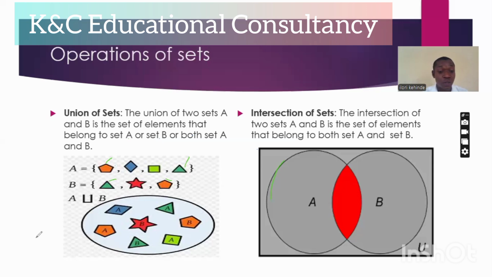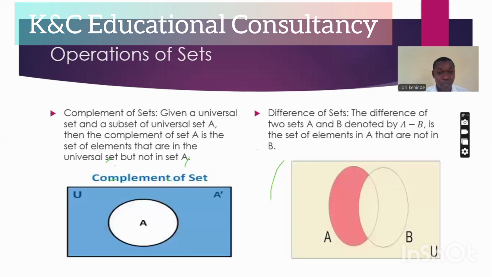Those are the operations of sets. Now let's look at another operation of sets: complements of sets. When we talk about the complement of sets, you have the inverse set. You have discovered what the inverse set is earlier. The inverse set is a set that consists of all other sets of the same interest that are used for the same explanation. Now, for example, given the inverse set and a subset of universal set A, the complement of set A is the set of elements that are in the universal set but not in A.